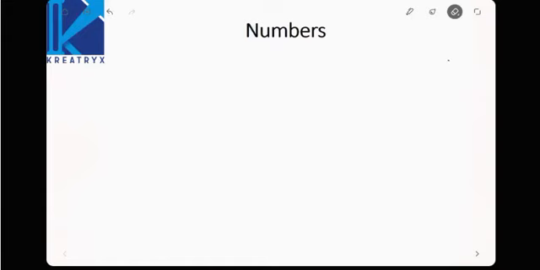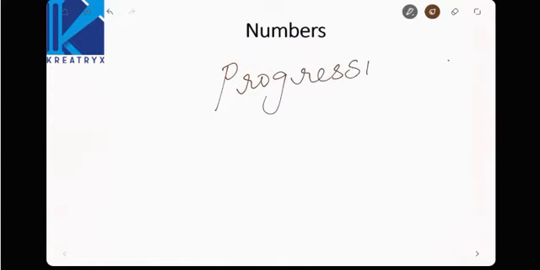Hi friends, let us discuss some theory part regarding number series and also the questions related to number series. Before going to crack the questions of number series, let us see some theory of progressions. So how many progressions are there? Everybody knows about arithmetic progression, AP.